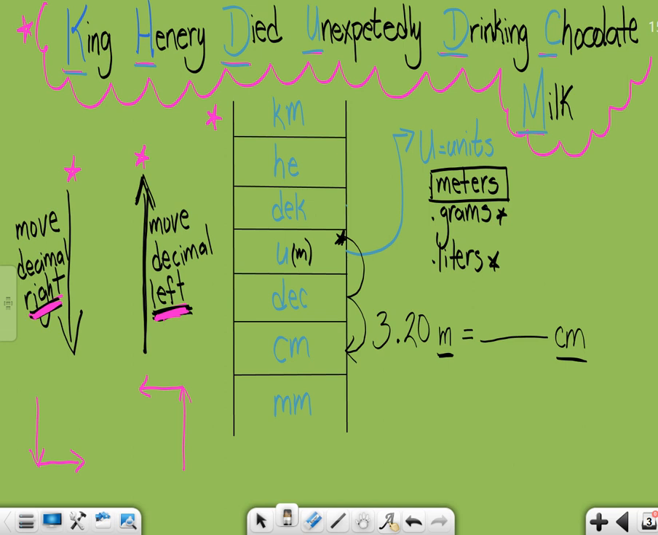So let's go back to this. Am I going up or am I going down? I went down, so that means I'm moving my decimal to the right. Okay, so I'll put that down here. So I said I moved 2 scoopies. I went 2 scoopies down, which equals 2 scoopies.